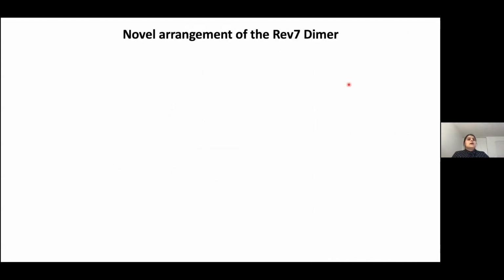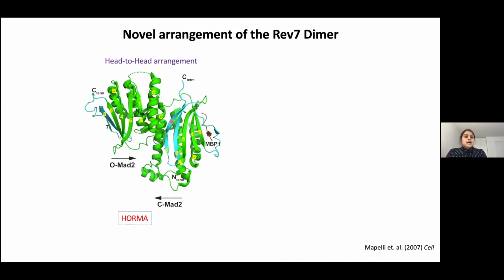So what I'm going to do now is switch gears and talk about the Rev7 dimer. As I told you before, Rev7 is part of the family of HORMA proteins, such as this MAD2. Usually these proteins exist as dimers. They can exist as open-closed dimers or closed dimers.